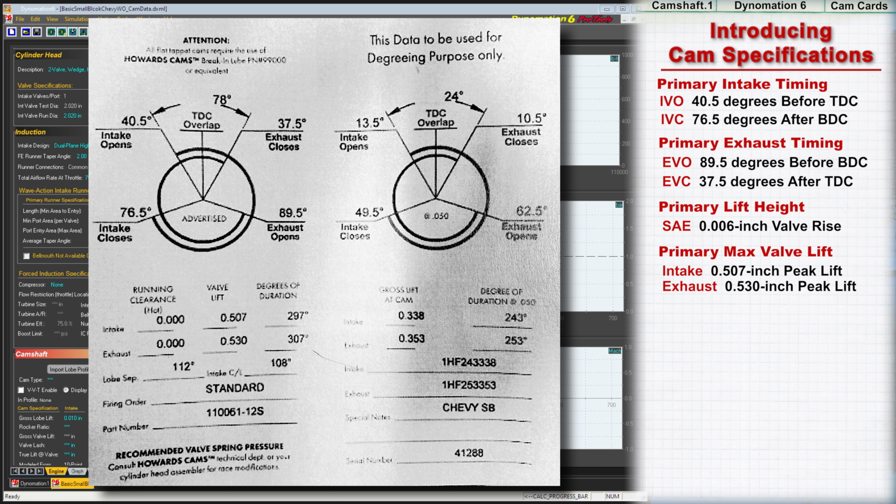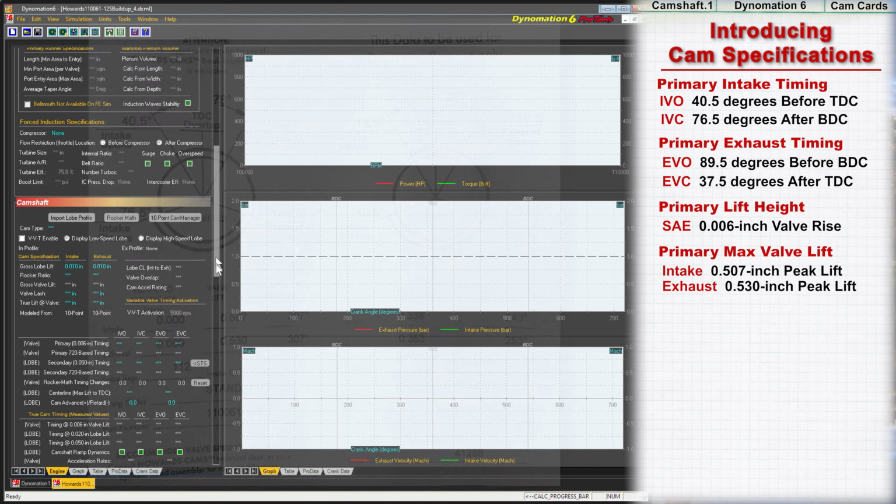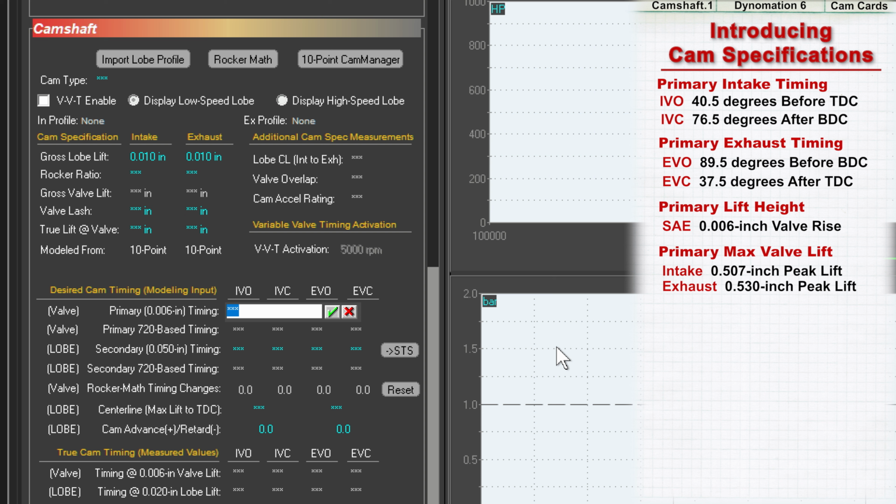Next, let's see how these primary events and specifications are entered and displayed in the camshaft category in Dynamation 6. The primary timing points are shown here, and are 40.5 degrees for IVO, 76.5 for IVC, 89.5 for EVO, and 37.5 for EVC. Notice that after the primary timing points have been entered, the program is able to calculate the intake and exhaust center lines, the lobe center angle, and valve overlap. This is possible because these cam measurements are derived from primary timing points.